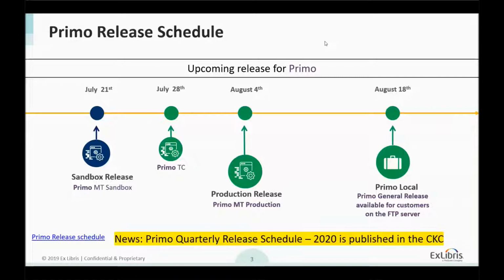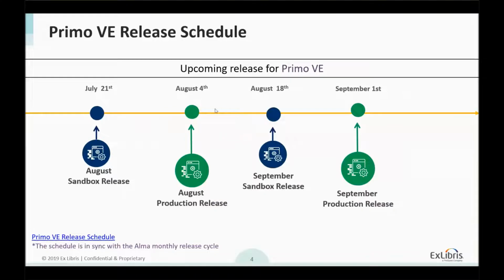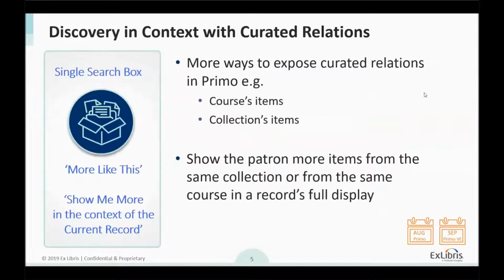This slide is describing the upcoming release for this quarter for Primo VE, which is the August and September release. Primo VE is going to be released on the sandbox on July 2021 and production August 4th. You also have the timeline for the August release, and I put the link here. As mentioned, Primo VE is released with the Alma monthly release cycle. Okay, so let's start.